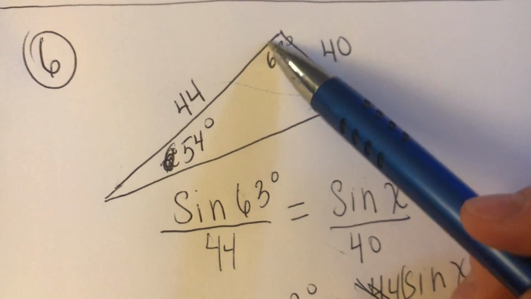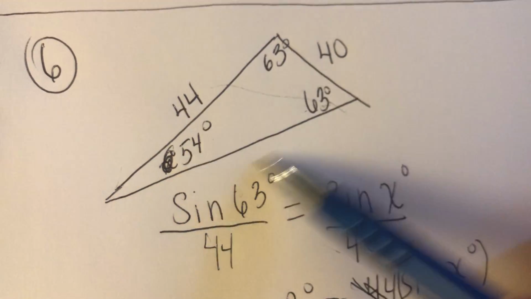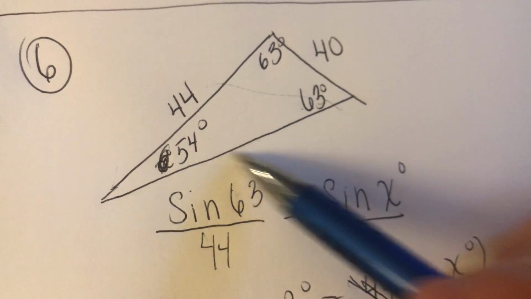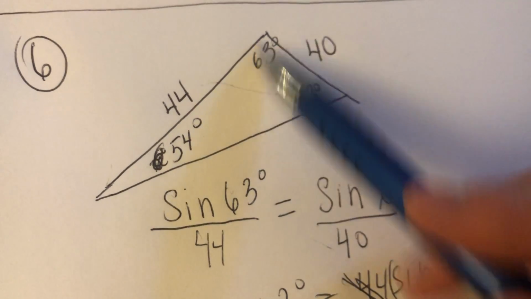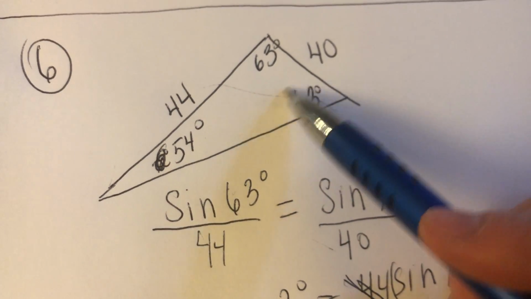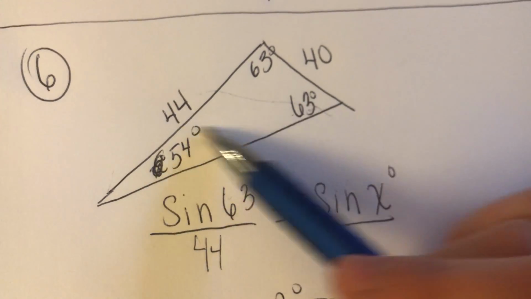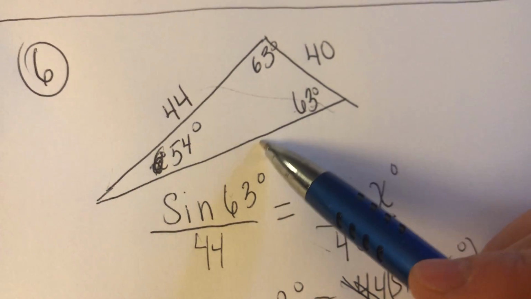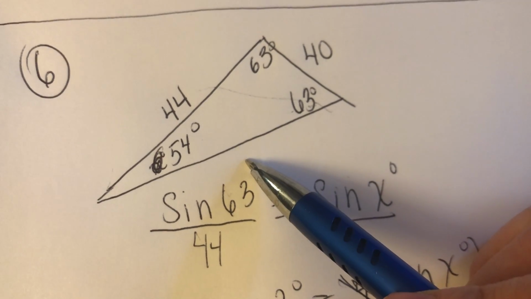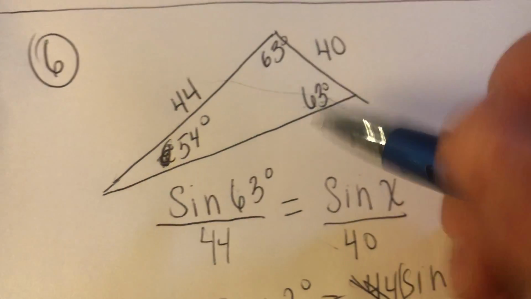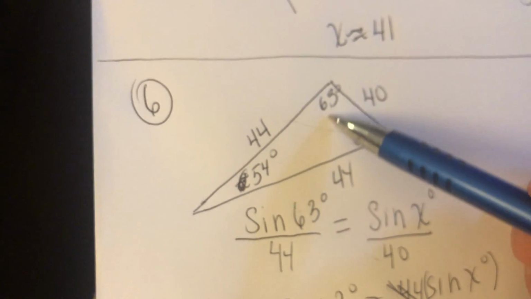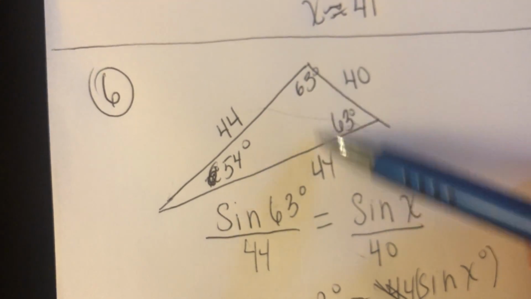All right, so to solve the rest of the triangle, you would just use law of sines and continue going. I'm not going to do the other side. But I can see here that if this is 63 degrees and this is 63 degrees, that means we have an isosceles triangle, don't we? So this is going to be the same. This is also going to be 44. But if it weren't, you could just do another ratio of law of sines and find the missing leg.